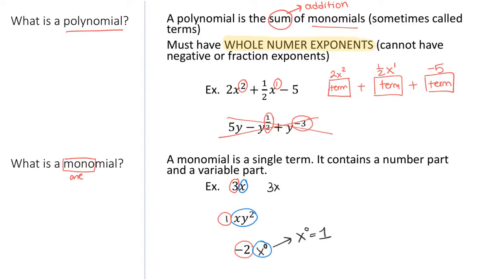So monomials are singular terms. So again, up here, 2x squared, that would be a monomial. 1/2 x, that is a monomial. Negative 5 is a monomial, but you put them all together and you get polynomials.